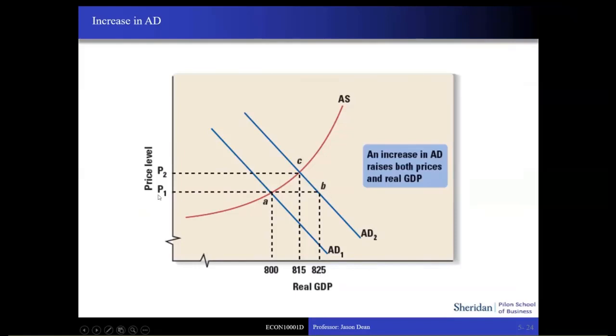So at the original price level now, there's going to be a shortage. And then that will tend to bid prices up until we get to the new equilibrium point C, at a higher price level and higher real GDP. So the effect of an increase in aggregate demand. In our little model here, if aggregate demand increases, then we would expect the price level and the amount of real GDP or income to also increase.